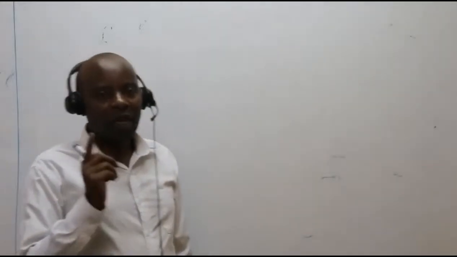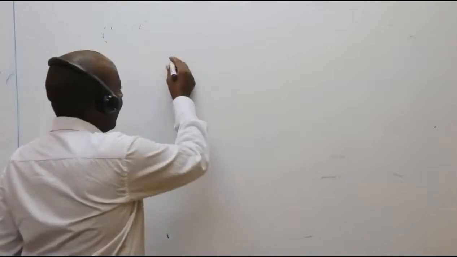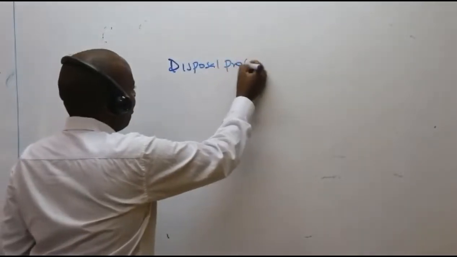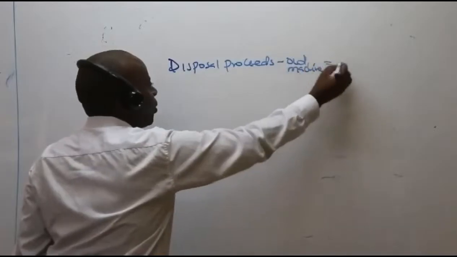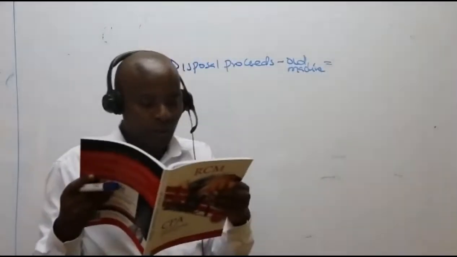For me to be able to get the initial outlay very well, never forget to calculate the loss on disposal. The loss on disposal is very important. So how do I get this loss on disposal? Number one, I would want to get the disposal proceeds of the old machine. Now here, what have they told us?